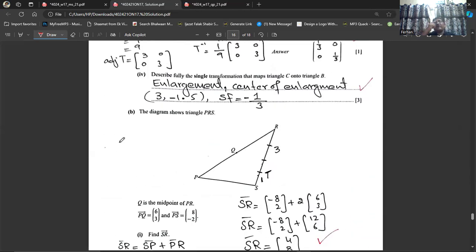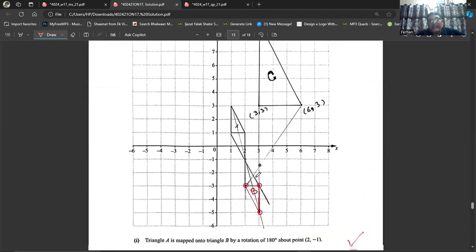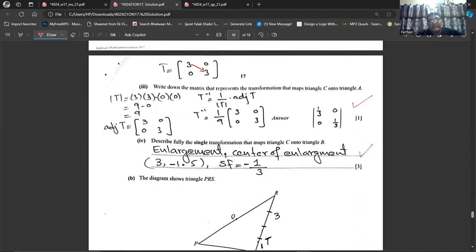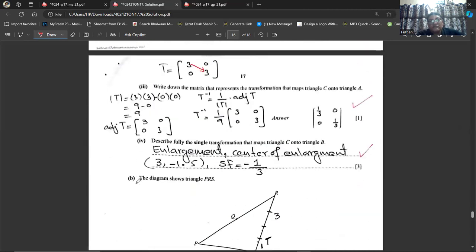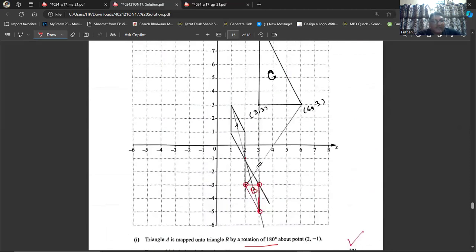So this is an enlargement, and the center of the enlargement is (3, -1.5). The scale factor will be the image side divided by the same side of the object. This is 3, this is 1, so it will be 3 by 1. And it is negative. Why is it negative? Because the center of the enlargement is between the image and the object. That's why I will write a negative scale factor: the size of the image divided by the size of the object.